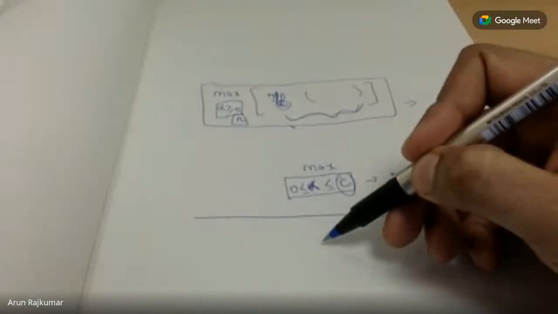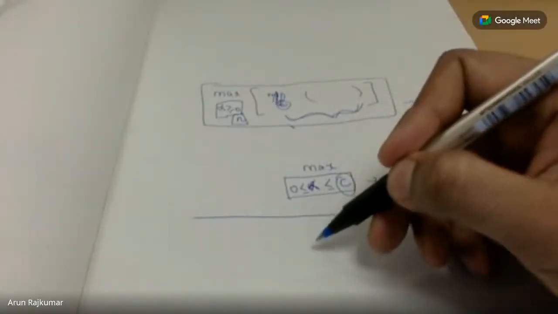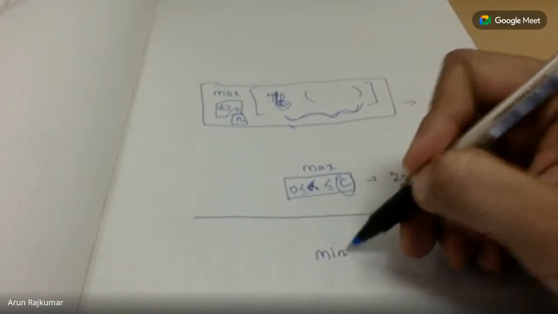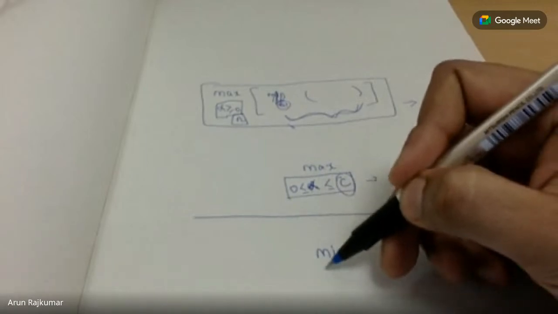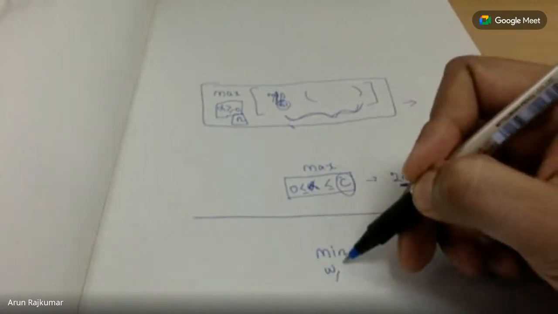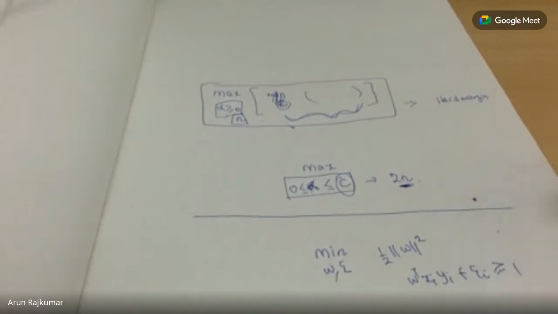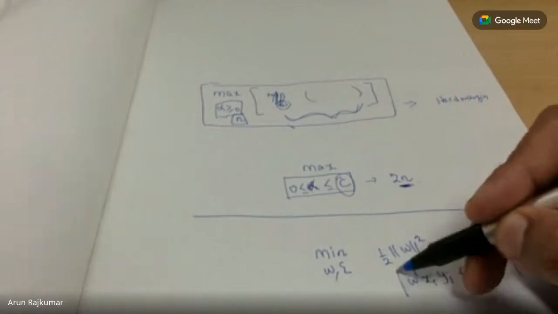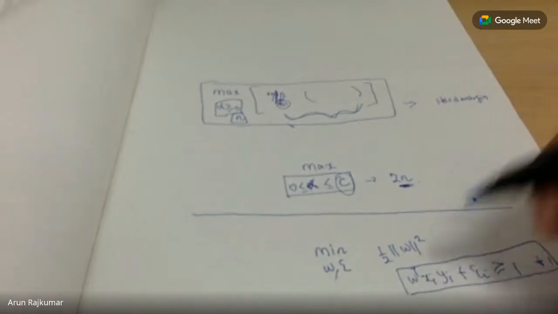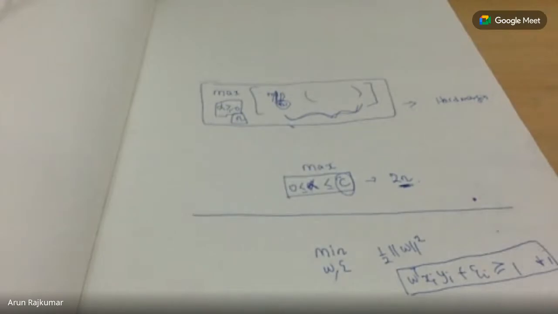Okay. But if we see the primal formulation, it's again 2n number of constraints. So that depends on how we write the primal, right? You can write the primal as min over w, psi, epsilon, half norm w squared, such that w transpose xi yi plus epsilon i is greater than or equal to 1 for all i, right? So this is the constraint. This is one constraint for each data point, which involves both w and psi. And then epsilon greater than or equal to 0.